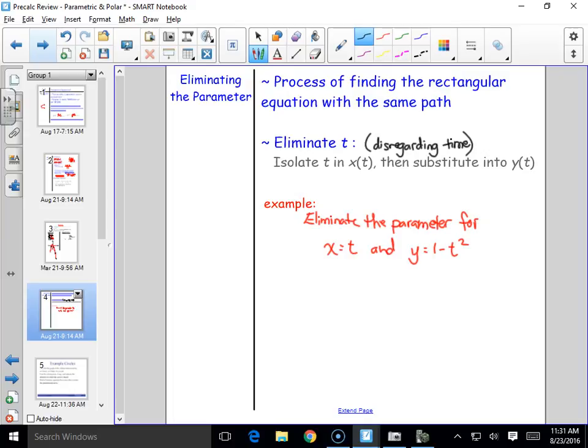Okay. Isolate t in x of t, then substitute into y of t. It's just a simple solving problem in the sense of we have a system of equations, so solve, kind of. This one's kind of easy because solve for t, isolate t. Well, we already have it isolated. t equals x. Then we make a substitution for t. This can lead us to, therefore, y is equal to 1 minus x squared. Wait, 1 minus x squared? What is that? A parabola facing down, up 1.